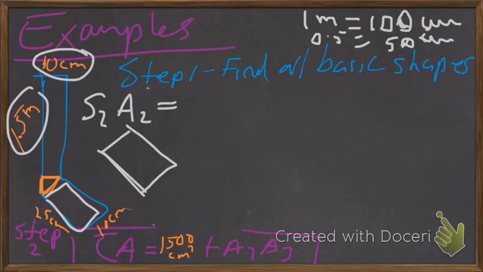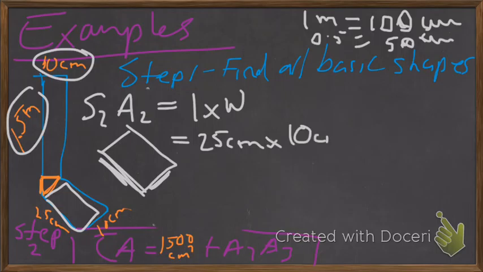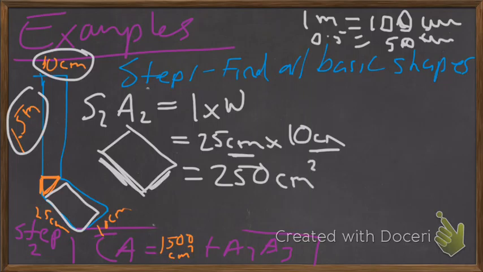So our formula is still going to be length times width, right? We have 25 centimeters for the length and 10 centimeters for the width. So 25 times 10. And the units are the same, so we can multiply. So we end up with 250 centimeters squared. That's area 2.